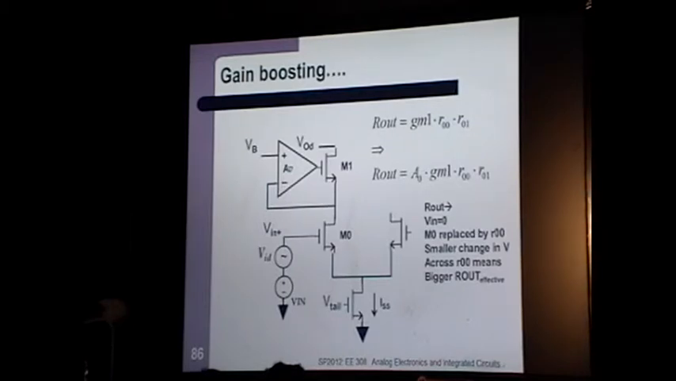Okay, so let's think about what gm means. gm means when you change the voltage in, the current out changes. It's the ratio of how much the current out of your amplifier changes over the change in the voltage into your amplifier. So I out over V in.